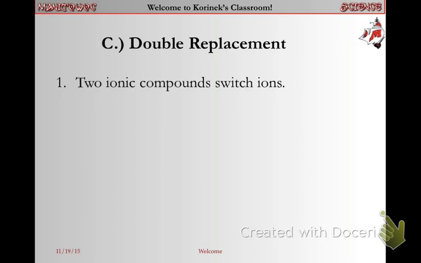So first of all, a double replacement. Now a double replacement reaction occurs when 2 ionic compounds switch ions. So let's go over a simple one. Let's do silver nitrate. Silver nitrate, so if you wrote that compound, it would be AgNO3. And let's go ahead and add that to sodium chloride.